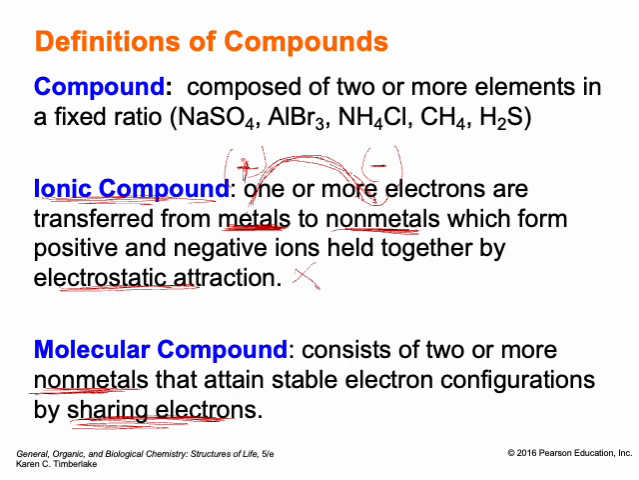So let's say this is X and Y is an ionic compound. Here X will lose the electron and transfer the electron to Y. Whereas if X and Y is a molecular compound, here X and Y are going to donate electrons and share the electrons among each other. And no transfer of electrons is involved here.